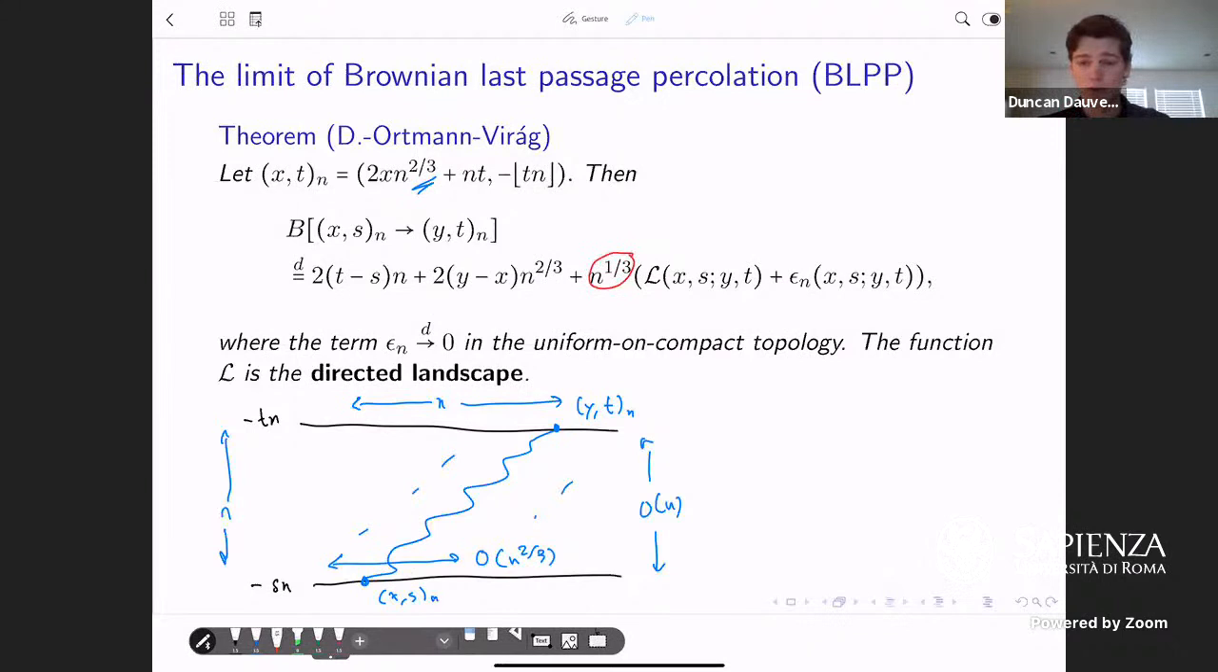I don't want to focus too much on exactly the type of convergence in this theorem. I'm going to state a couple of theorems like this. But basically what this is saying is that your Brownian last passage value, up to some mean term, is equal to the directed landscape plus an error term. And this error term is small in the sense that it's converging in distribution to zero in the uniform on compact topology on the appropriate parameter space.